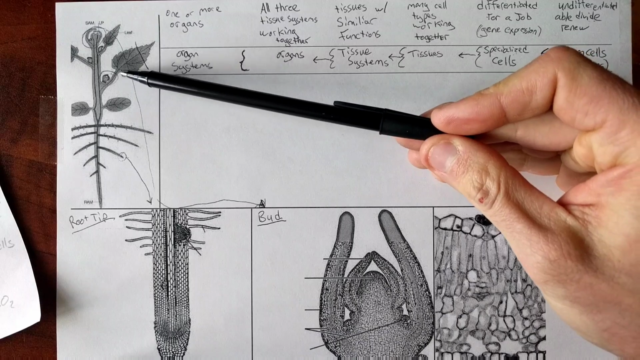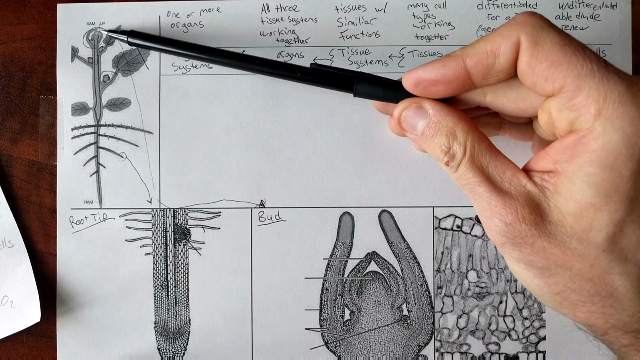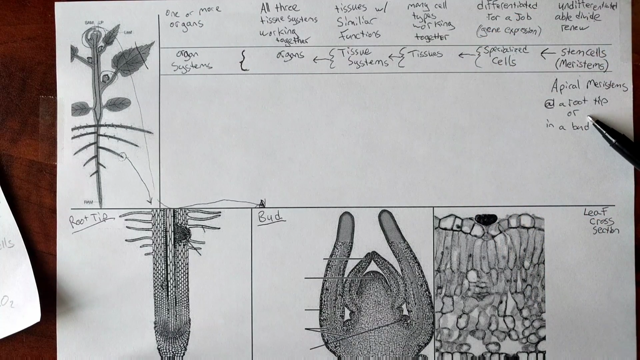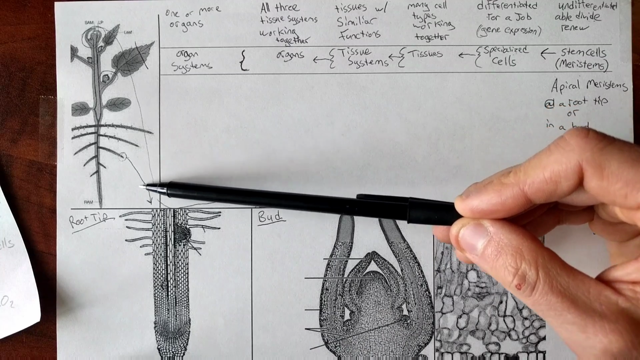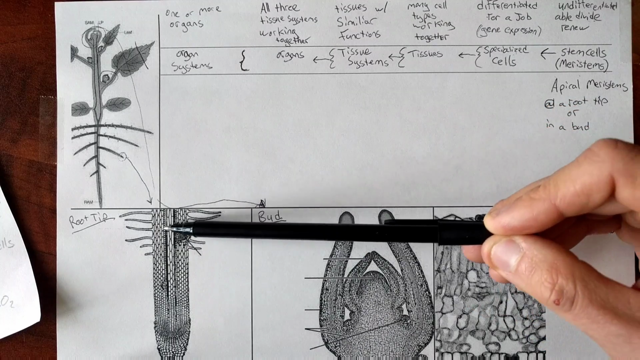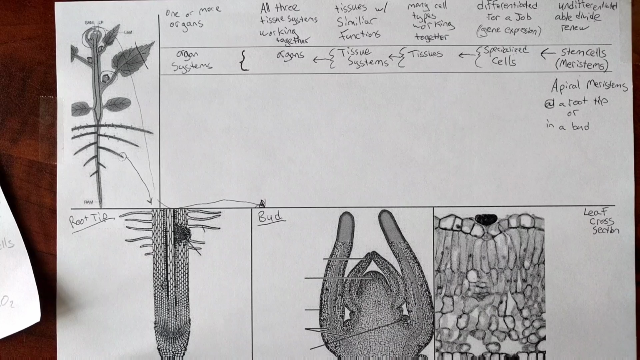The buds that are located above a leaf or at the tip of a stem, right? Those are the buds. Those are apical meristems that are part of the stem system or shoot system. But we can also find apical meristems at the tip of a root. And so we'll look at that a little bit more here.